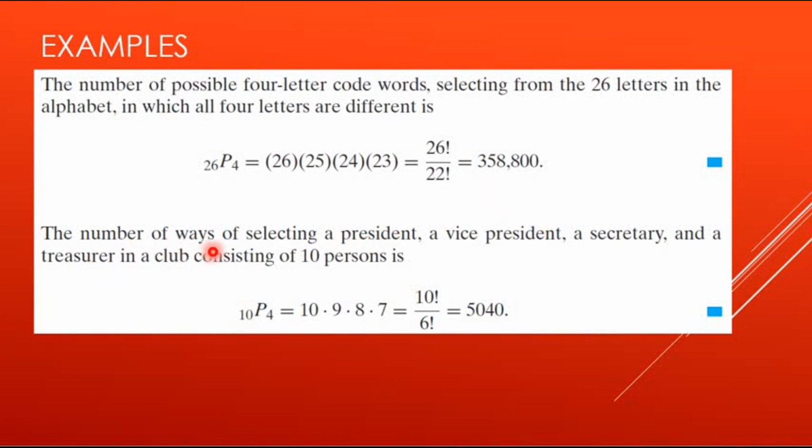The number of ways of selecting a president, a vice president, a secretary, and a treasurer in a club consisting of 10 persons is 10P4 and equal 10 times 9 times 8 times 7, and this equals 10 factorial over 6 factorial.